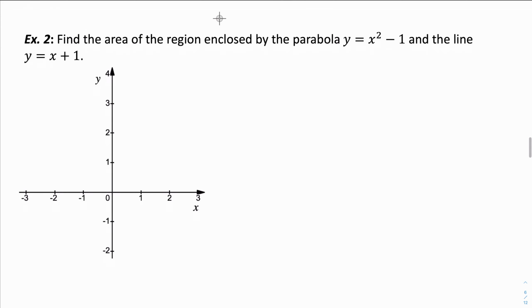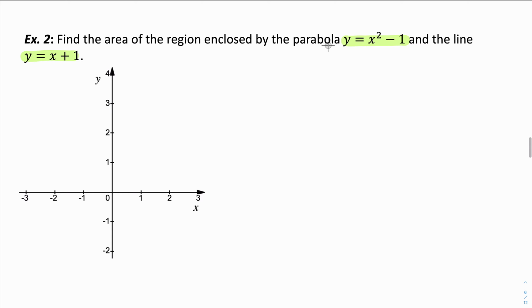Okay. So in this next example, we are looking at the area of the region enclosed between the parabola y equals x squared minus 1 and the line y equals x plus 1. Now you might notice that it is not giving us x values that we are taking the integral in between. And I'm guessing what that means is that we have an entirely enclosed region in between these two curves.